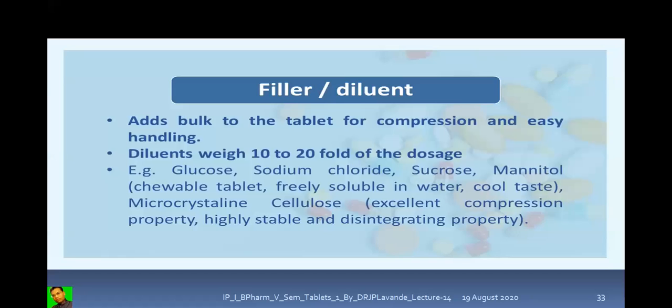There are a number of examples: glucose, sodium chloride, sucrose, mannitol. Mannitol especially is used in the case of chewable tablets. It is freely soluble in water. It gives a cooling aftertaste because of its negative heat of solution. There is microcrystalline cellulose, which is used as an excellent compression agent. It has compression properties and is highly stable, and it also offers disintegrating property. Which one? Microcrystalline cellulose.